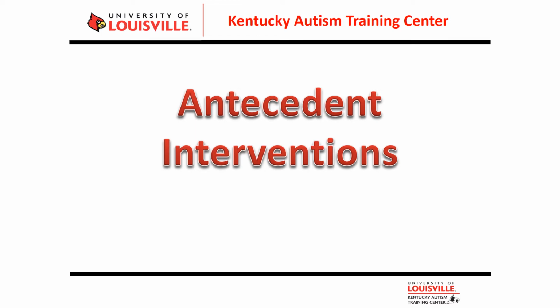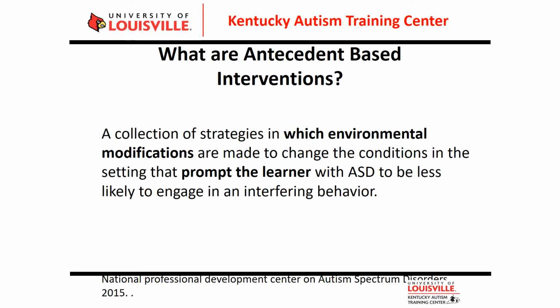So we are going to talk about antecedent-based interventions, and these are some of my favorite interventions to put into place. So what are antecedent-based interventions? They are a collection of strategies in which we make environmental modifications, and we'll talk about what some of those look like in a minute, that prompt the learner. We're going to change the conditions in the setting that prompt the learner with ASD to be less likely to engage in whatever behavior it is that's interfering with their learning.